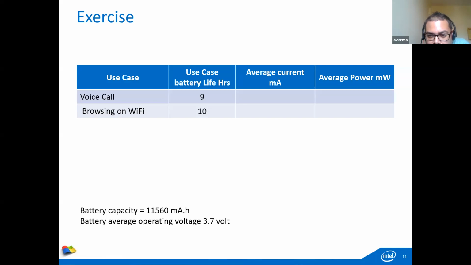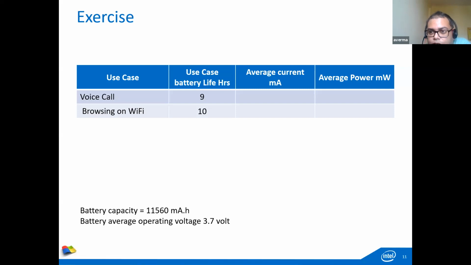So I think the formula was that we need to take, for example, voice call, we talked about, the battery life is 9 hours. Let's assume the current during the voice call is I milliampere. So I into 9 hours would be equivalent to 11560 milliampere into hour. Once we equate, we should be able to find out I. So I will be 11560 divided by 9.